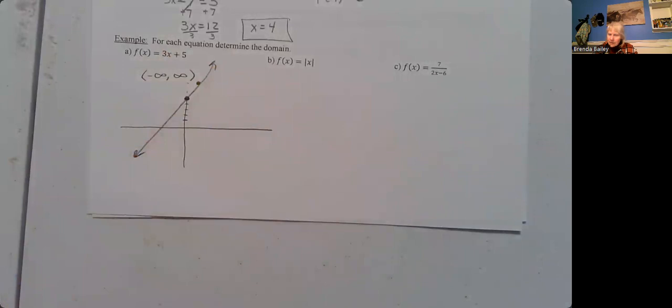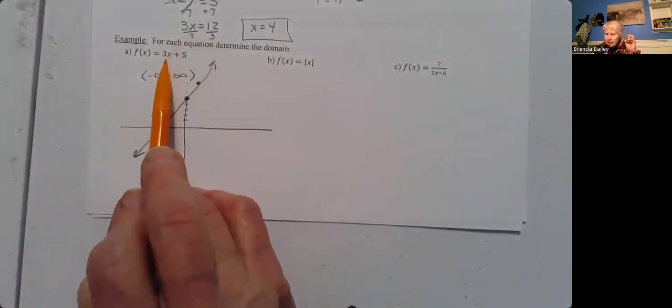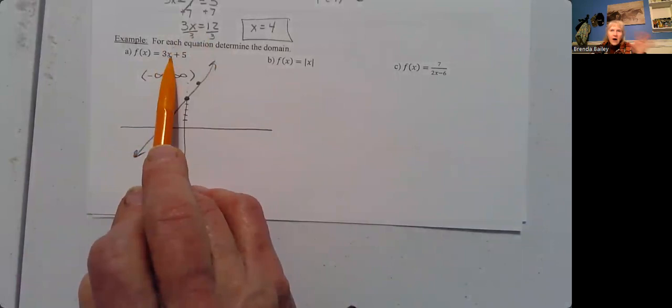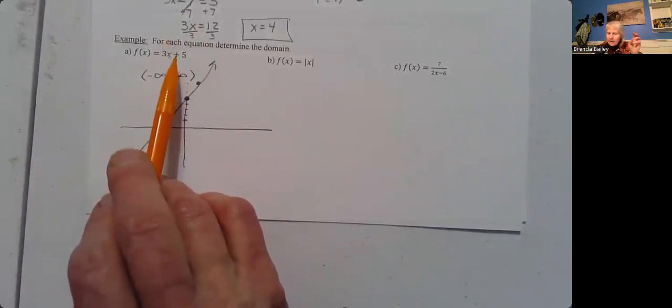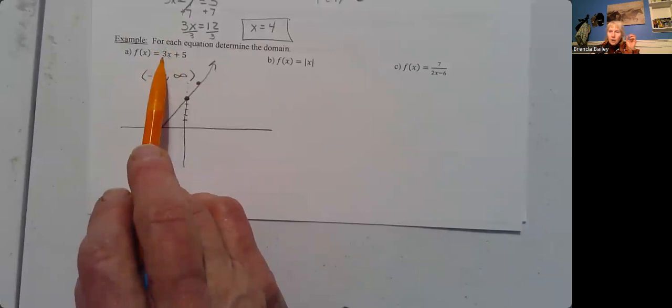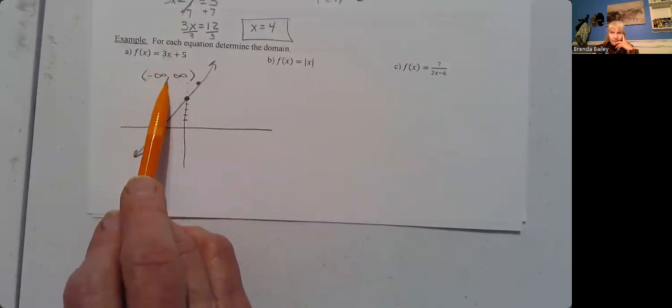Or you can ask yourself, is there a number I cannot put in and get an error on your calculator? Well, you can take 3 times any number. Fraction, it doesn't matter. Radical, you could put in 0, any negative, it doesn't matter, and times it by 3. You don't get an error on your calculator. So the domain is negative infinity to infinity.